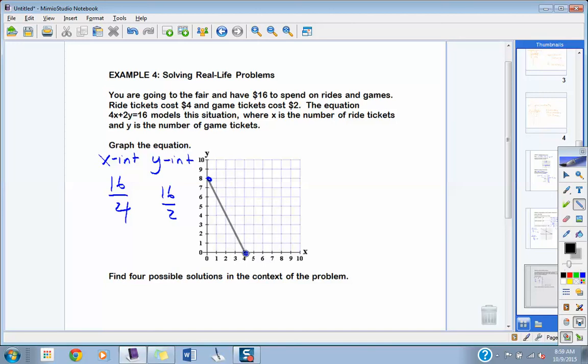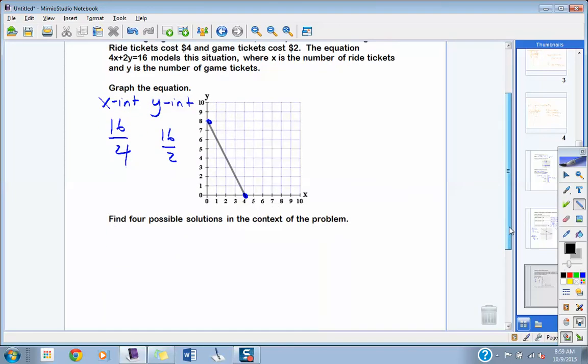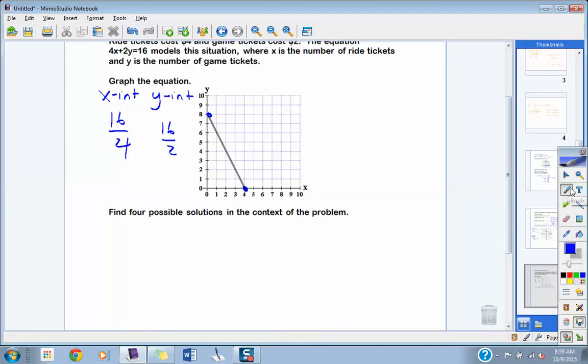All right, so again, what does x represent? What's the x-axis down here representing? X is the number of what? Number of rides you can take, right? All agree? And y is going to be the number of game tickets, I guess, or games you can play.